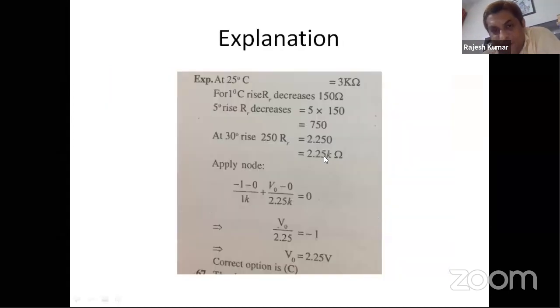First, at 25 degrees centigrade, we are given a resistance of 3 kilo ohms. And we are already given that for every 1 degree rise in temperature, the resistance falls by 150 ohms. So if you raise the temperature by 5 degrees, from 25 to 30, the resistance will fall by 750 ohms. It was 3 kilo ohms, that's 3000 ohms, minus 750 ohms. So at 30 degrees centigrade, the resistance will be 2.25 kilo ohms, whereas at 25 it is 3 kilo ohms.